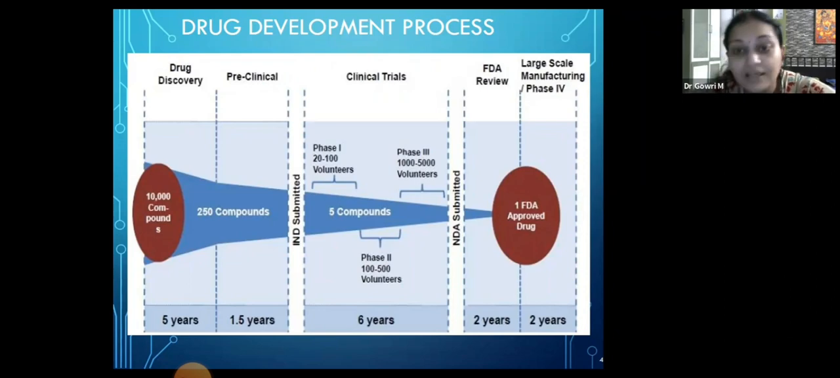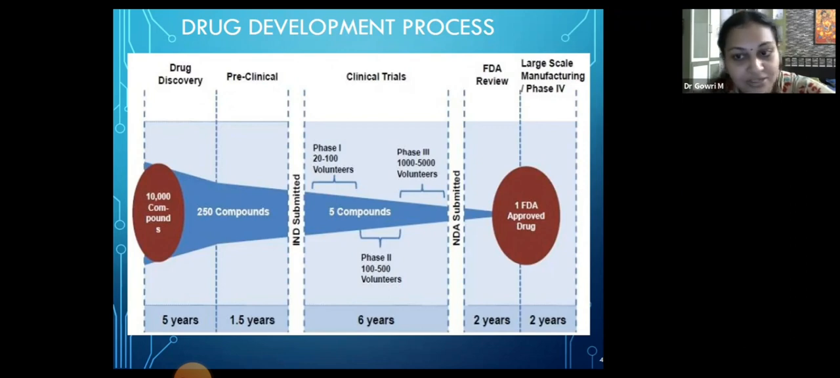It is when in phase 4 trials we report complications, ADRs, or other problems that certain drugs get banned, or the government, the drug controller, will ask the specific company to withdraw that drug, because it is causing complications to the public. So these are the different phases and processes involved in drug development.